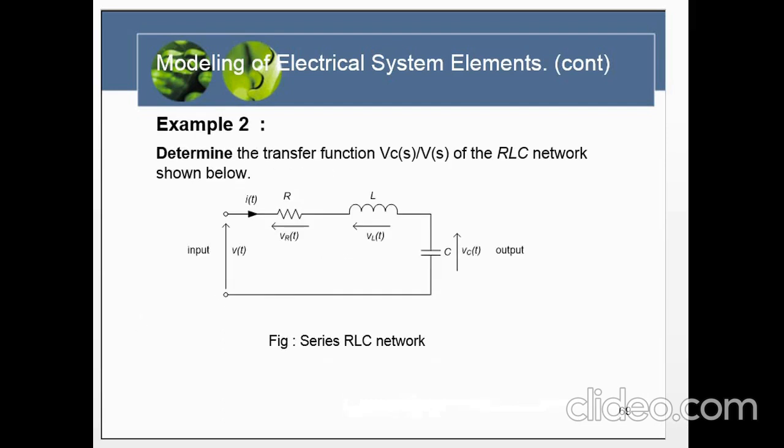Okay, next example: determine the transfer function of this RLC circuit. The transfer function is Vc(s) per V(s). This is a series circuit with the input v(t). The current flowing into this circuit is i(t), and the output is vc(t), the voltage at C.